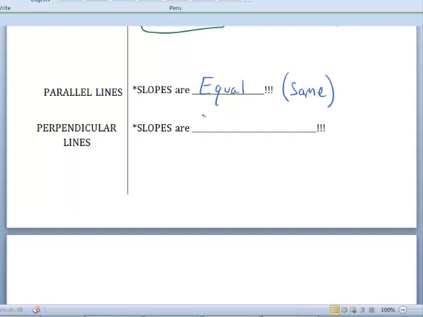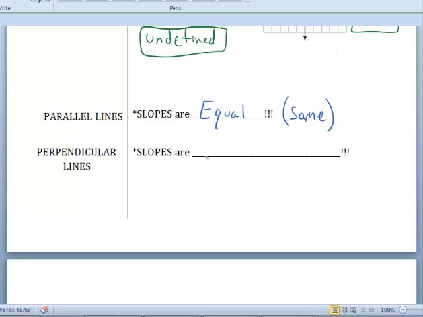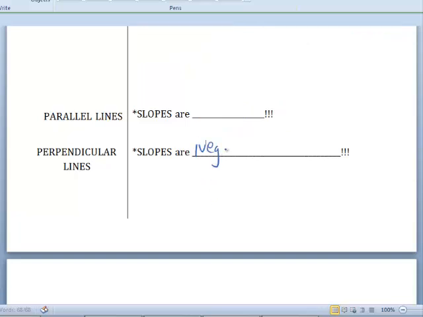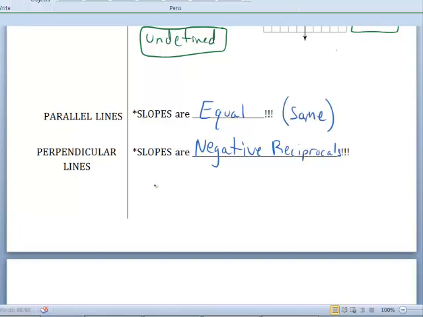All right, perpendicular lines, if I've got two lines that are perpendicular, it means they cross at a right angle. Their slopes are negative reciprocals. R-E-C-I-P-R-O-C-A-L-S. All right, negative reciprocals. In other words, you may have heard this before, we can take the number and flip and switch it. So for example, if I have a slope of 2/3, if I flip the fraction and switch the sign, that's the negative reciprocal. So the negative reciprocal of 2/3 would be -3 over 2.